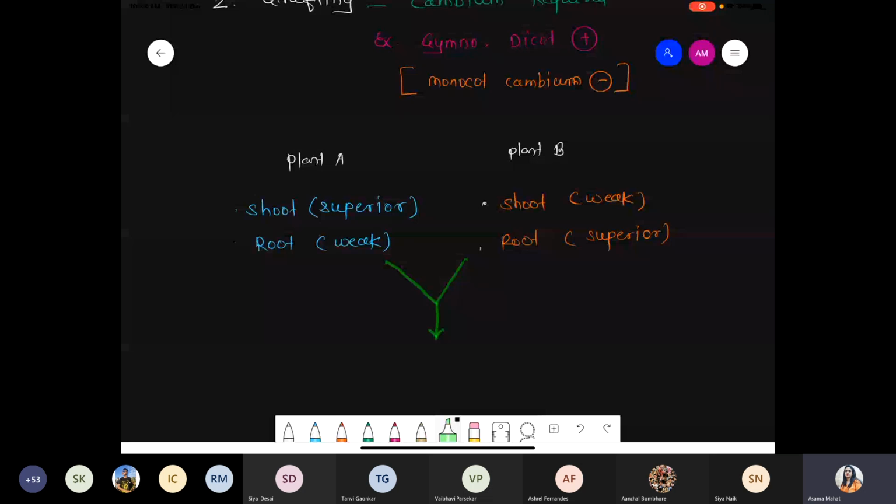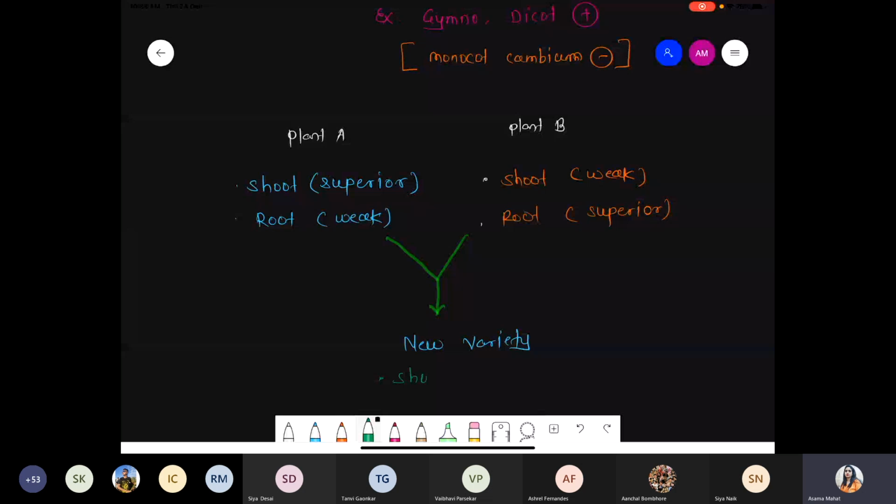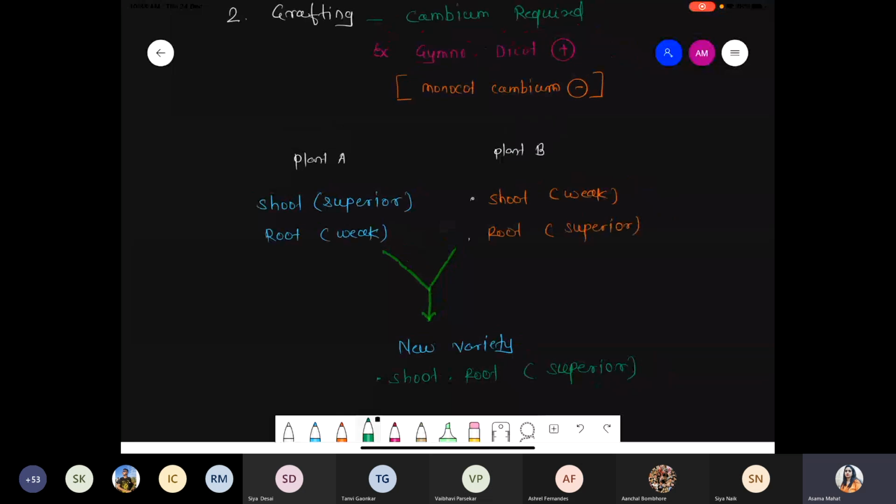Combine them. And at that time what happens? You can produce one new variety, and with the help of that variety, clearly you can say it has both the good qualities, that is the shoot as well as the root. Both obtain superior quality. So at that time which technique do you have to use? The grafting technique.